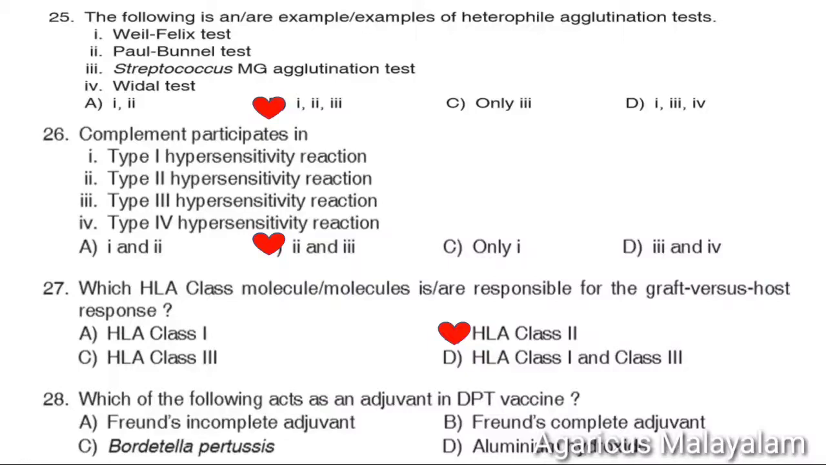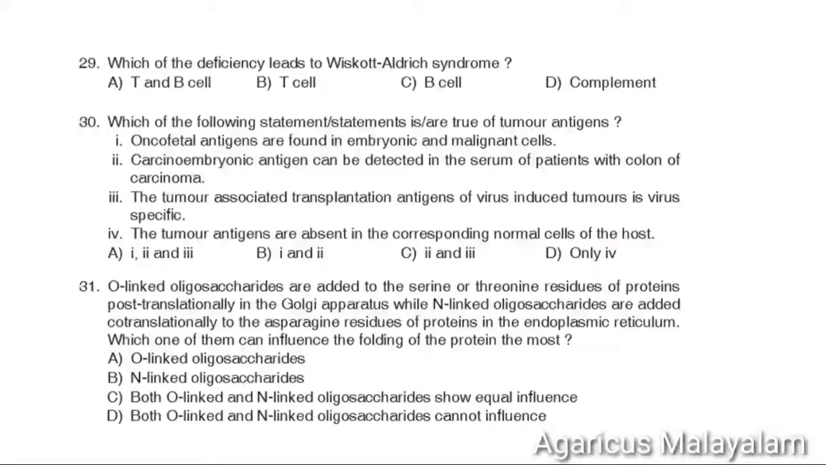28th question. Which of the following act as an adjuvant in DPT vaccine? Correct answer is option C, Bordetella pertussis. 29th question. Which of the deficiency lead to Wiskott-Aldrich syndrome? Correct answer is option A. 30th question. Which of the following statements are true of tumor antigen? Correct answer is option A.